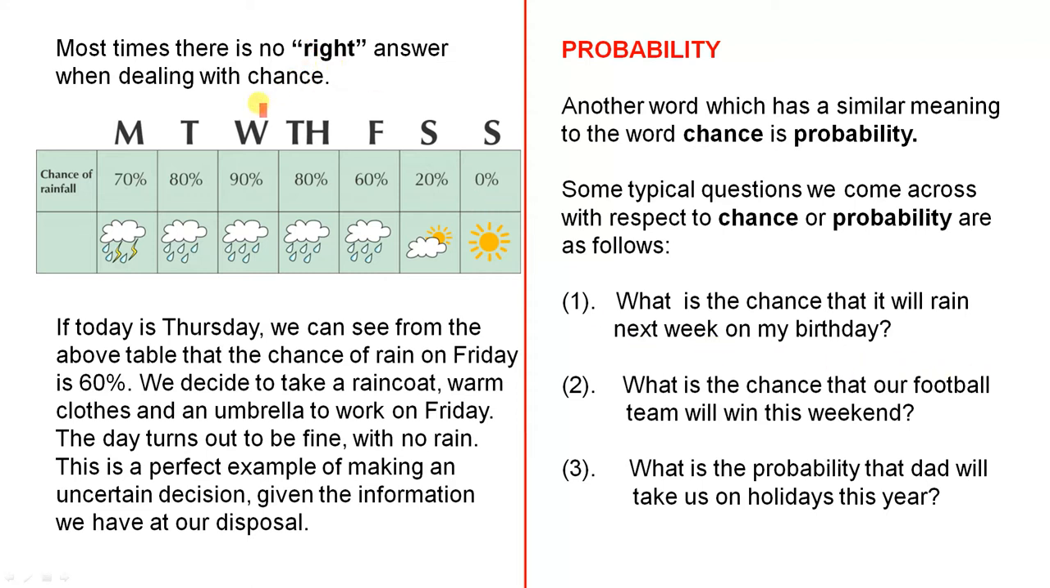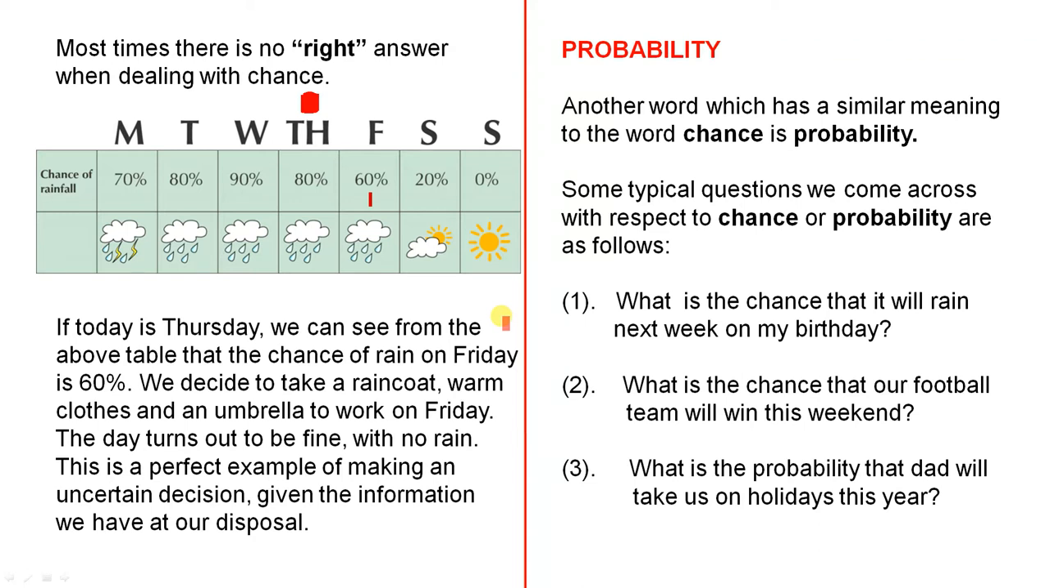Now here's an example of the prediction for rain throughout the week. So we have 7 days of the week and a prediction of the possibility of rain. Let's pretend that today is Thursday. We can see from the table that the chance of rain on Friday is 60%. So there's a 60% chance of rain. We decide to take a raincoat, warm clothes, and an umbrella to work on Friday.